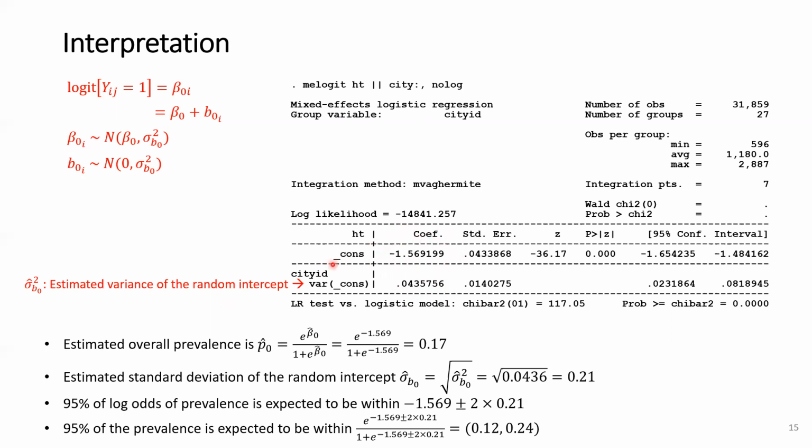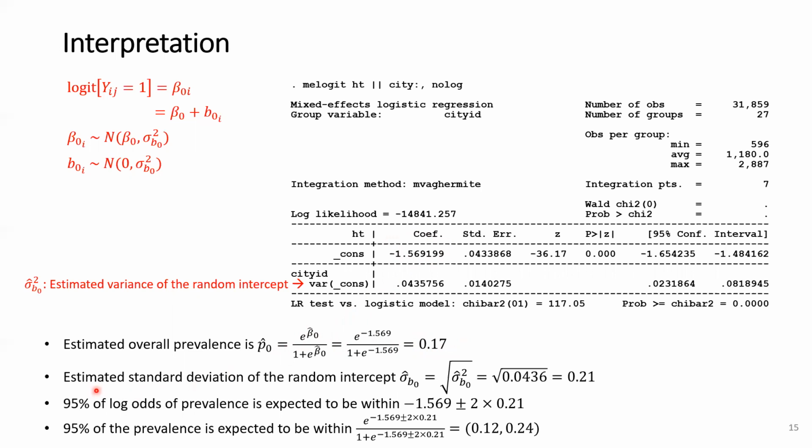And from here, we can calculate overall prevalence, which is given by this equation P, where prevalence P is given by, well, this one is an inverse logit function. And we plug in this number here, and we get 0.17. So overall prevalence of hypertension is 17% in this data set.